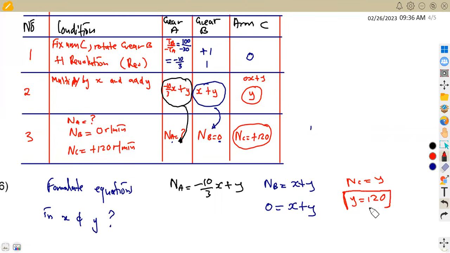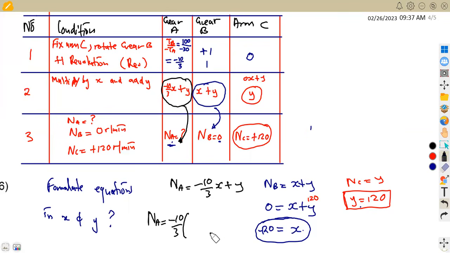So if Y is equal to 120, we can find X from this equation. We can substitute Y, which is 120 here, to find X. If we transpose 120 to this side, that's negative 120 is equal to X. So we have got our X here. If we have got X and Y, then we can find NA. Remember, we want to find NA; we do not know NA. So our NA now can be calculated as negative 10 over 3 times X, where X is negative 120 plus Y, which is 120.